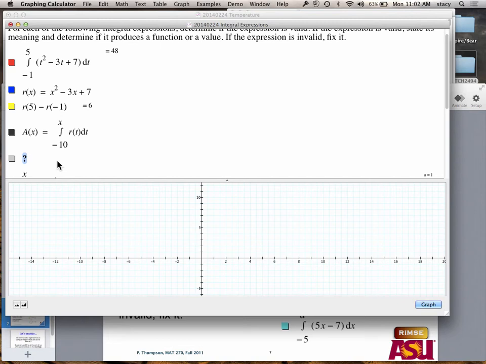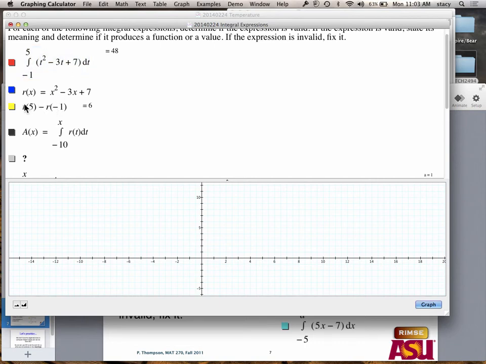So what does this top expression represent? What does it mean? Okay, so this is a total accumulation from -1 to 5 if our rate function is t squared minus 3t plus 7.